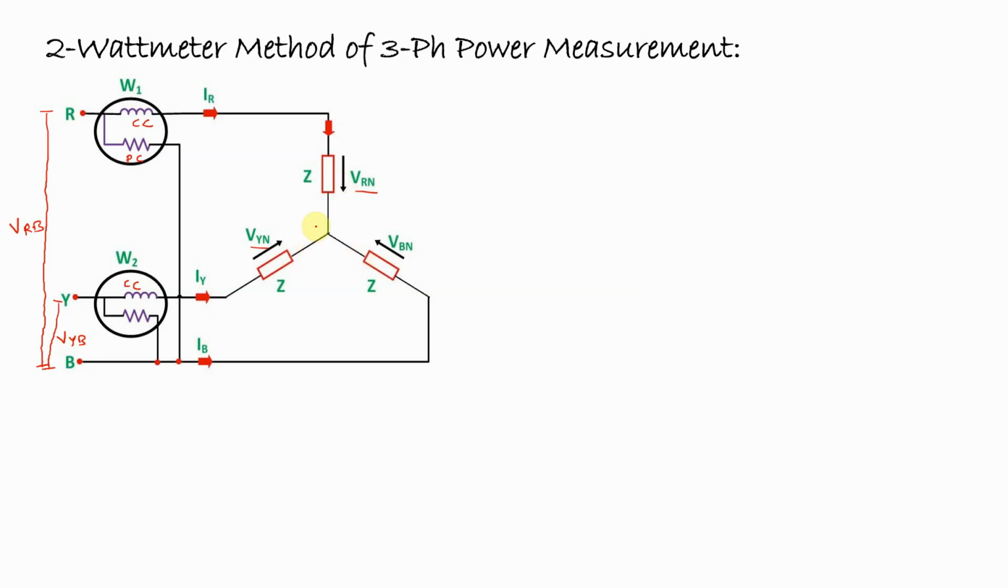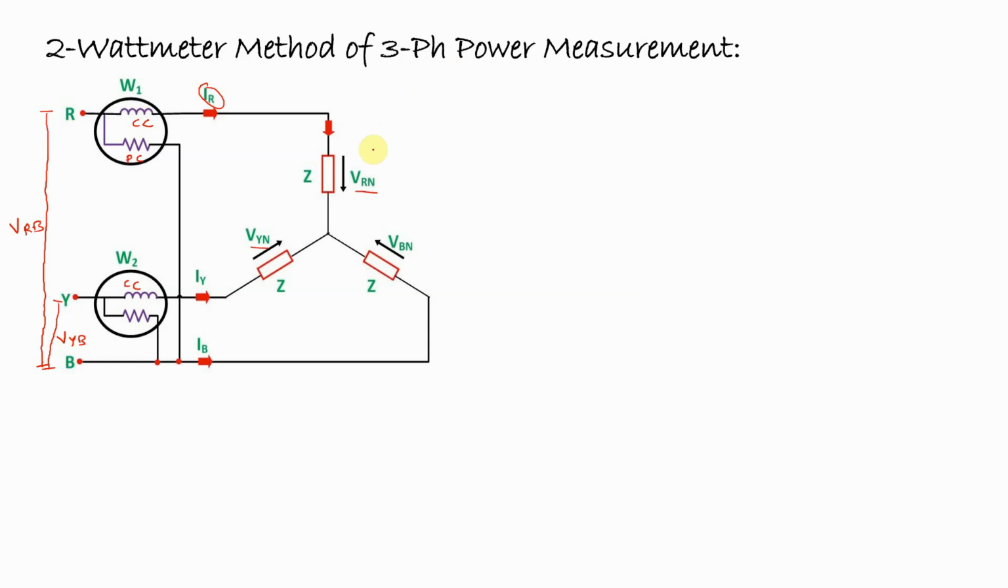Here the three-phase load is a star-connected load. So we know that for a star-connected load, the line current is also equal to the phase current. That means the current flowing through phase R, that is IR, the same current will flow through this phase also, where the line current and phase currents are equal.